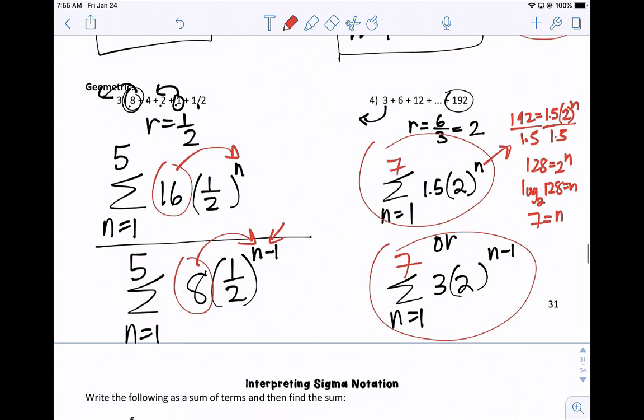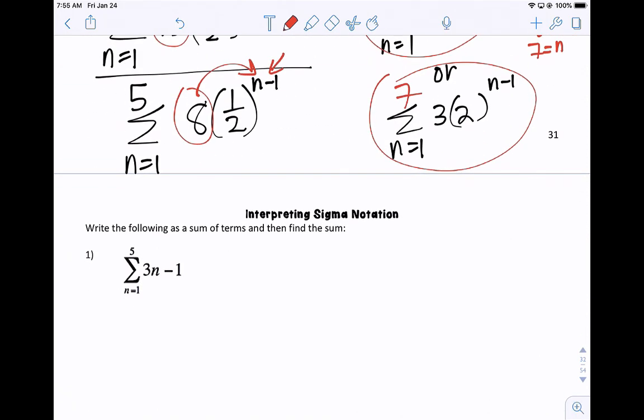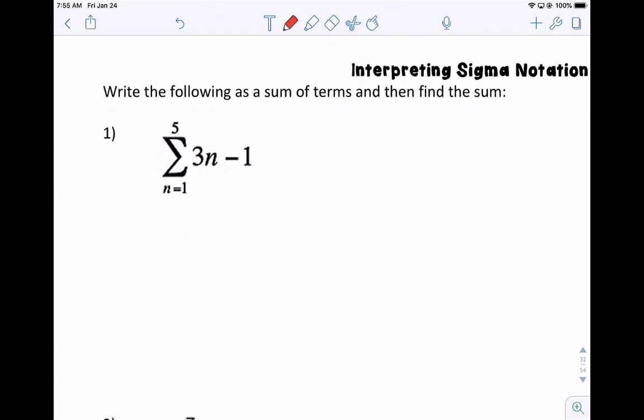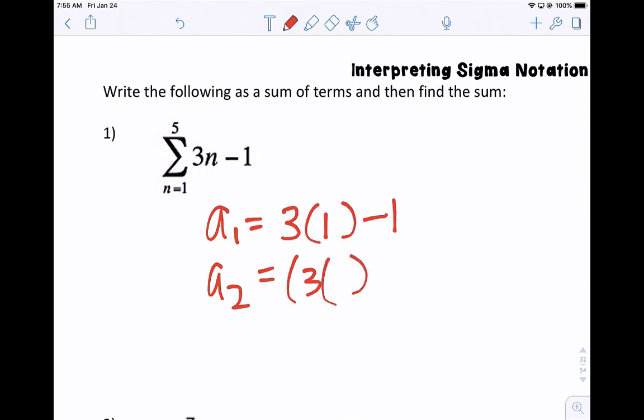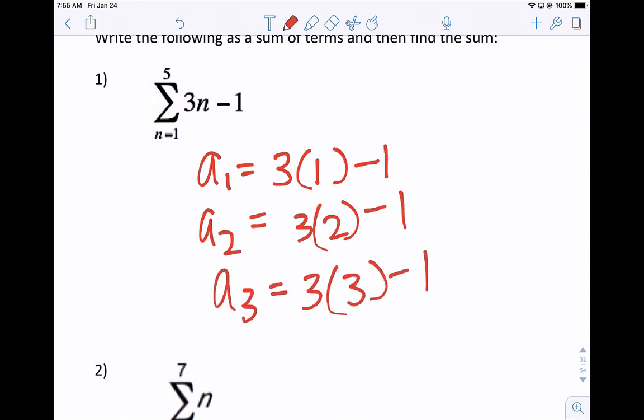Okay. So now let's take a look at 3 more, which means, can you write this out? It says write the following as a sum of terms and then find the sum. So this is saying add up the first 5 terms using this rule. So we need the first 5 terms. We need to find the first term, which means just plug in a 1 for n. We're going to find the second term, which means plug in a 2 for n. We'll find the third term, which means plug in a 3 for n, and so on.